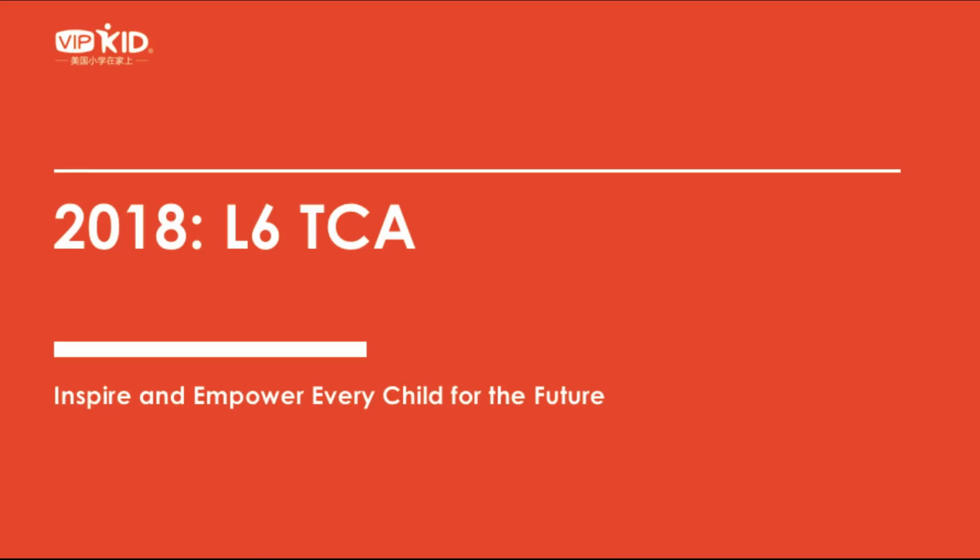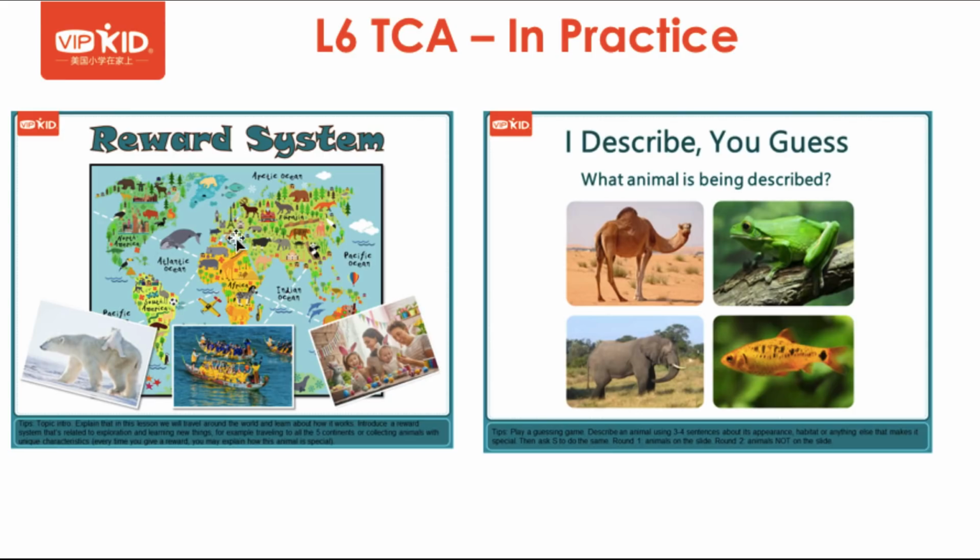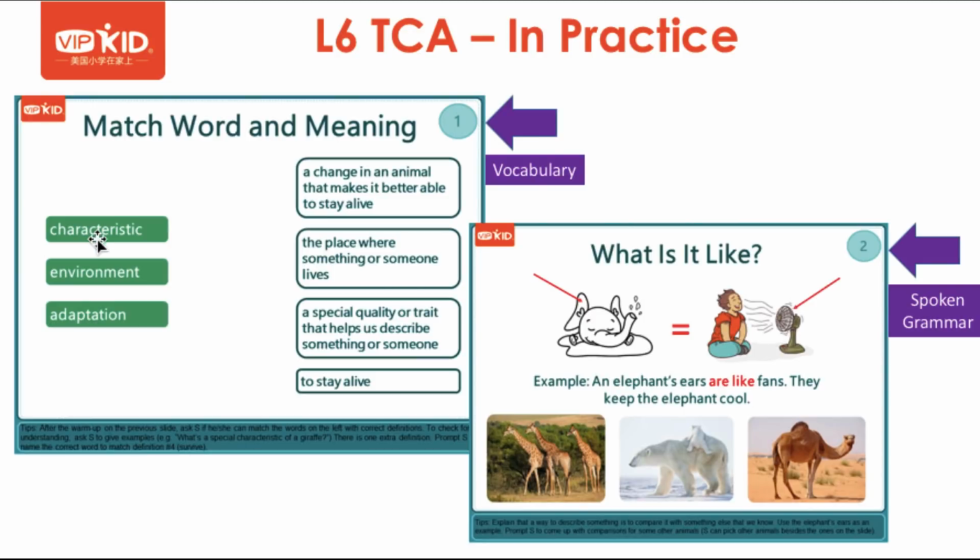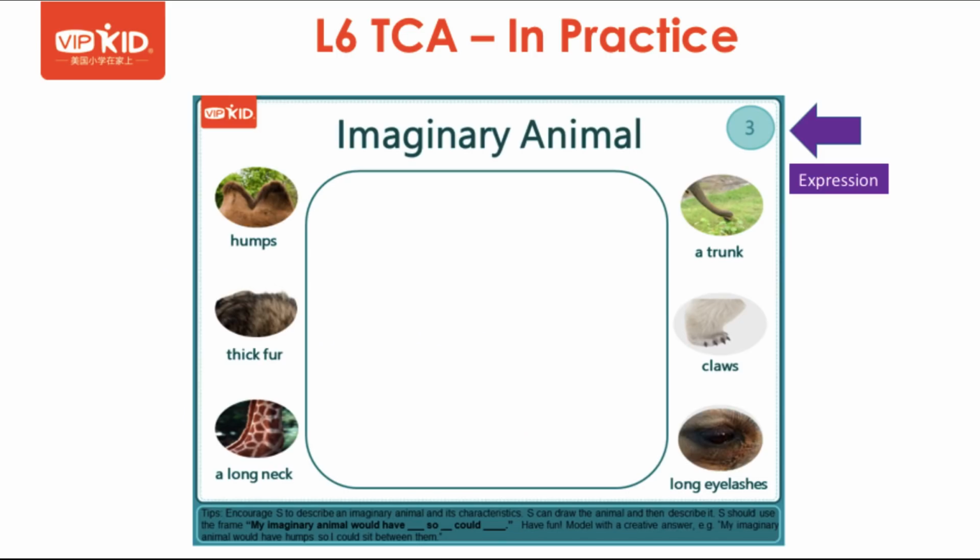And then level 6. Our reward system, again, now it's a map. I describe, you guess. So what animals are being described, matching words and meanings. What is it like? So we've got the dry climate here, the dry climate there, the cold climate there, or they have long necks because of being able to reach. They have the fur coat because of the cold. They have the hump because of the long dry spells, etc.